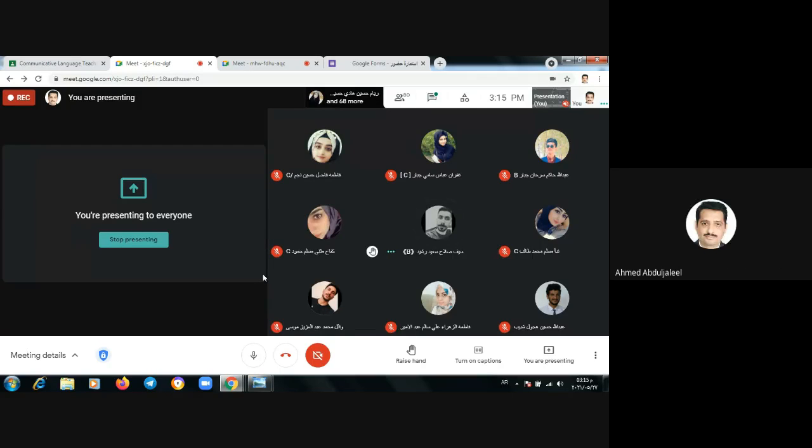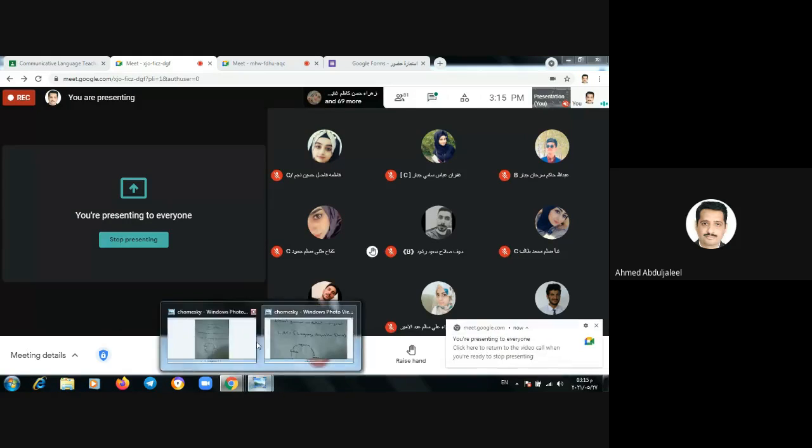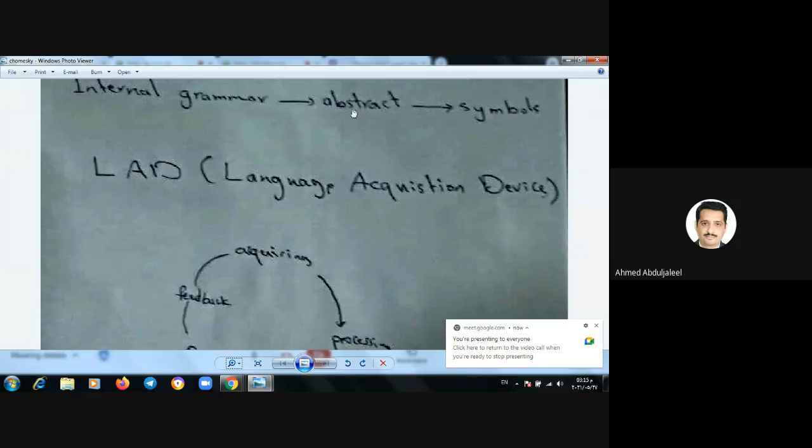Okay, now this is about Chomsky. Now we go to the book. Chomsky focuses on the abstract ability. You remember when I say the word abstract. I want you just to go back to the book. Chomsky focuses on the abstract abilities speakers possess that enable them to produce grammatically correct sentences in a language. Okay, this is what Chomsky believes, okay?